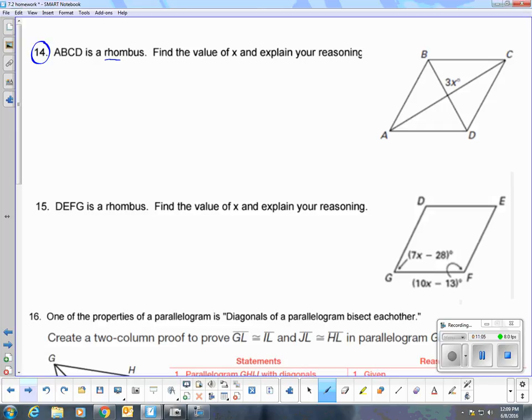Number 14, we're looking at a special type of parallelogram, a rhombus. And what we know about the diagonals of a rhombus is that they are perpendicular to each other. So they all form right angles here in the middle of this parallelogram. So each of these angles is equal to 90 degrees. So an equation to help you to find x would be 3x is equal to 90 degrees. So x is equal to 30.